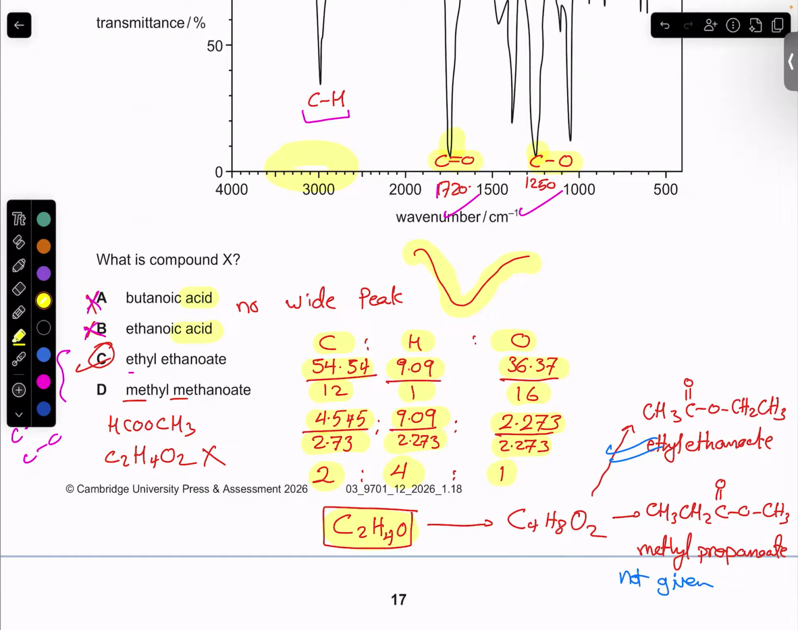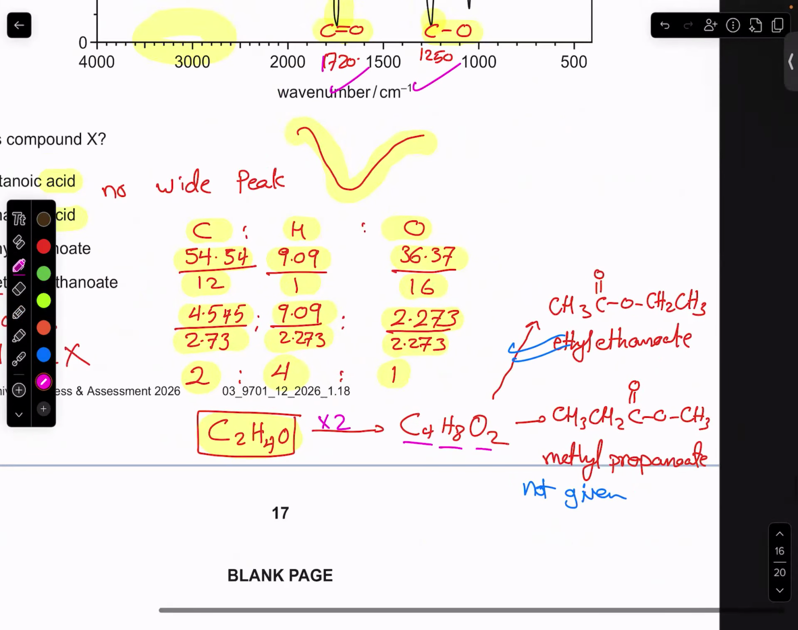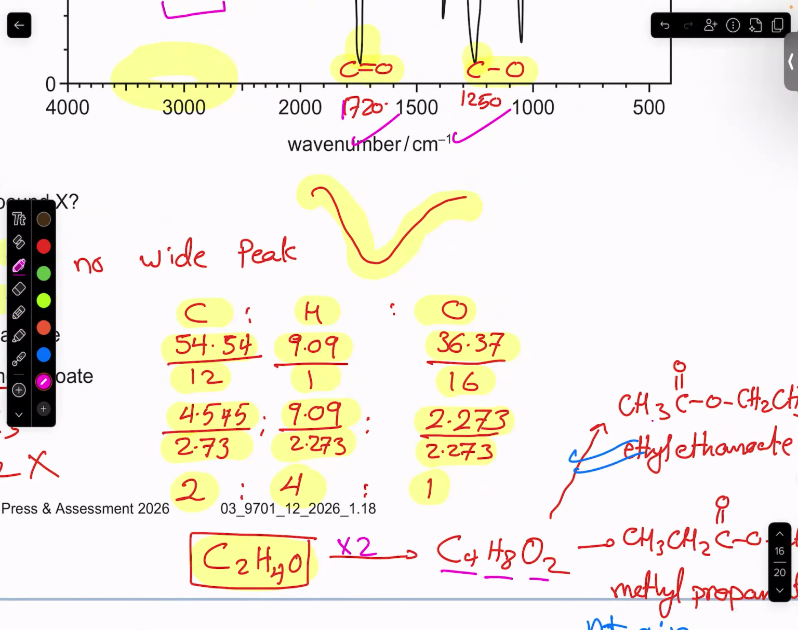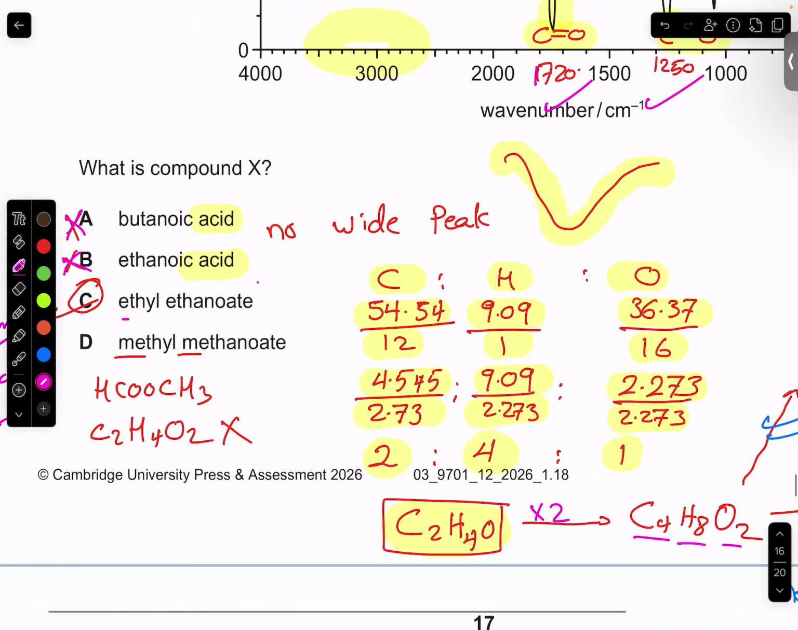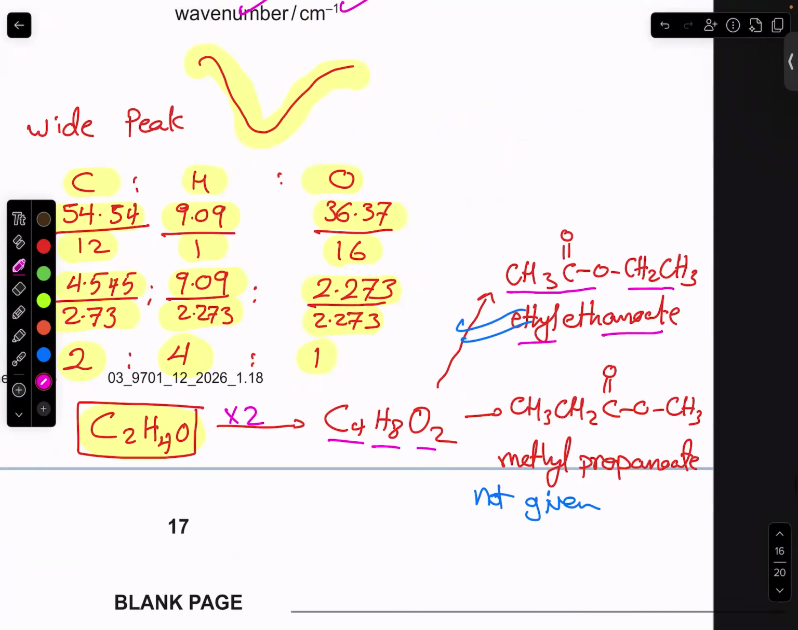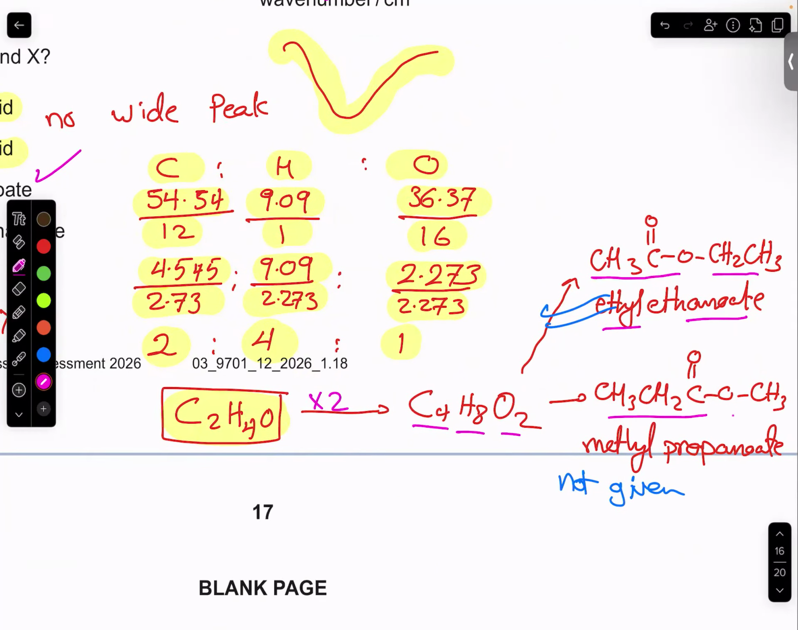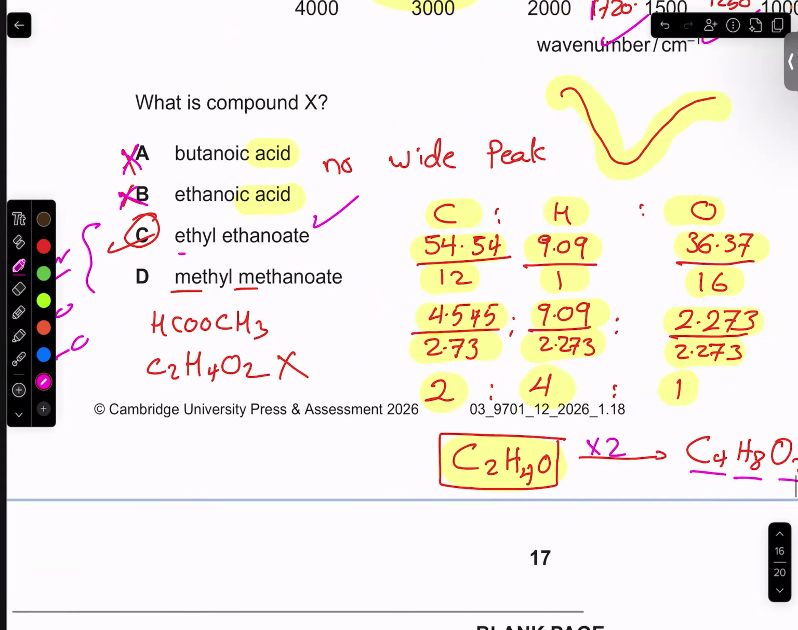So to make the ester, at least we will multiply this by 2. When we multiply by 2, it will be C4H8O2. C4H8O2 can be one of two esters. It can be this ester, which is CH3COOCH2CH3, which is ethyl ethanoate, and it exists here, so this one is correct. The other one is CH3CH2COOCH3, which is methyl propanoate, which is not given, so the answer is C.